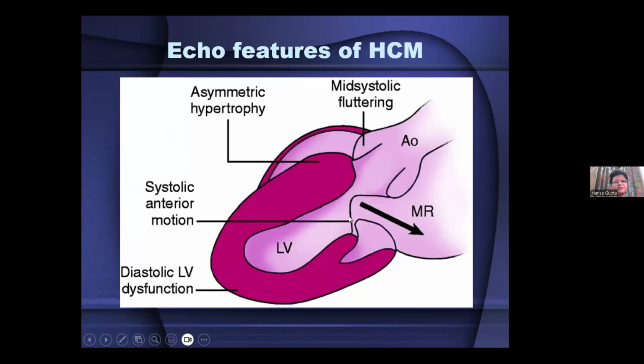So you'll be surprised that both AML and PML participate in SAM. There is a severe diastolic LV dysfunction. There is mid-systolic fluttering of the aortic valves. And as a result of the SAM of AML, there is mitral regurgitation, functional MR. And can you see that the arrow is directing posteriorly? So the MR jet is generally posteriorly directed. So these are the common findings which we look for while assessing a case of hypertrophic cardiomyopathy.